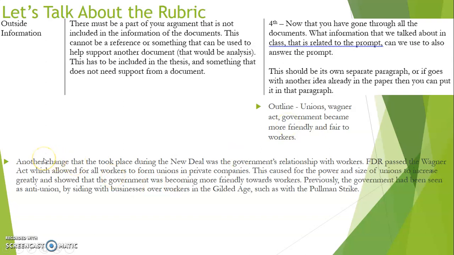If I wrote it out, I'd write it out like this. Another change that took place during the New Deal was the government's relationship with workers. FDR passed the Wagner Act, which allowed for all workers to form unions in private companies. This caused the power and size of unions to increase greatly and showed that the government was becoming more friendly towards workers. Previously, the government had been seen as anti-union by siding with businesses over workers in the Gilded Age, such as with the Pullman strike. Okay. Outside information is something I would definitely go for because all you're simply having to do is add an ACE to the paper.